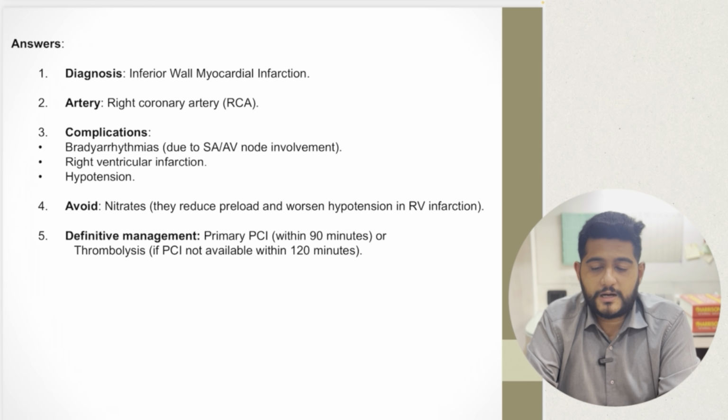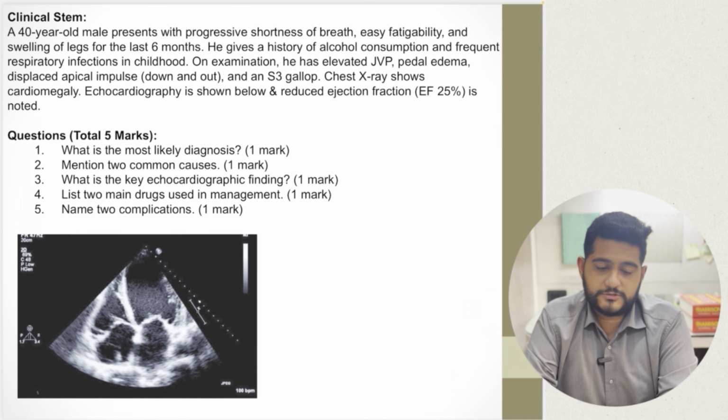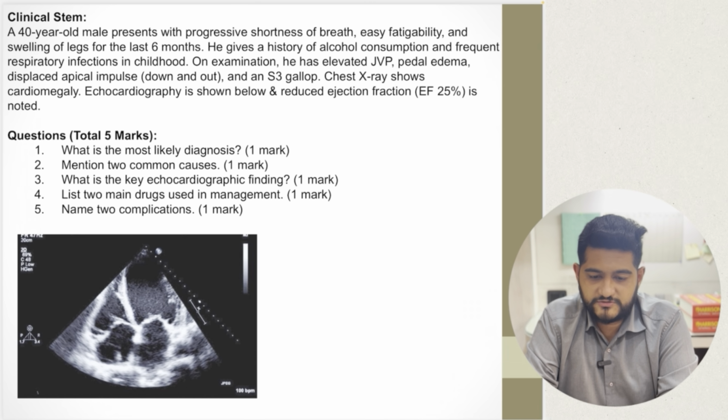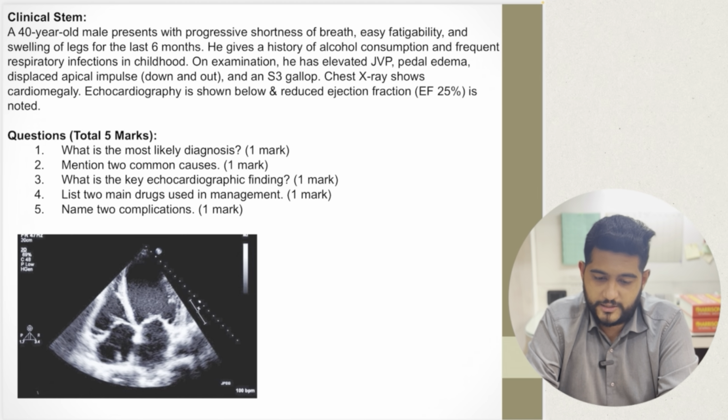So you should know about the different territories, different types of ST elevation and the localization of the artery involved. Then the next question: a 40-year-old male presents with progressive shortness of breath, easy fatigability, swelling of legs for the last 6 months. He gives a history of alcohol consumption and frequent respiratory infections in childhood. On examination, he has elevated JVP, pedal edema, displaced apical impulse and an S3 gallop. X-ray shows cardiomegaly, echocardiography is shown below and a reduced ejection fraction is noted.